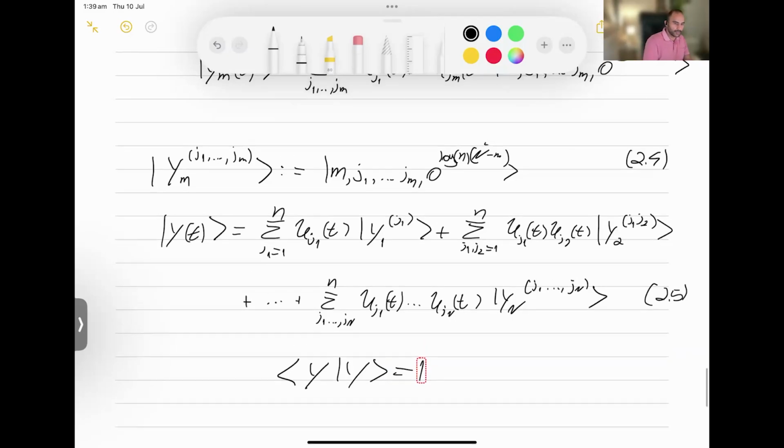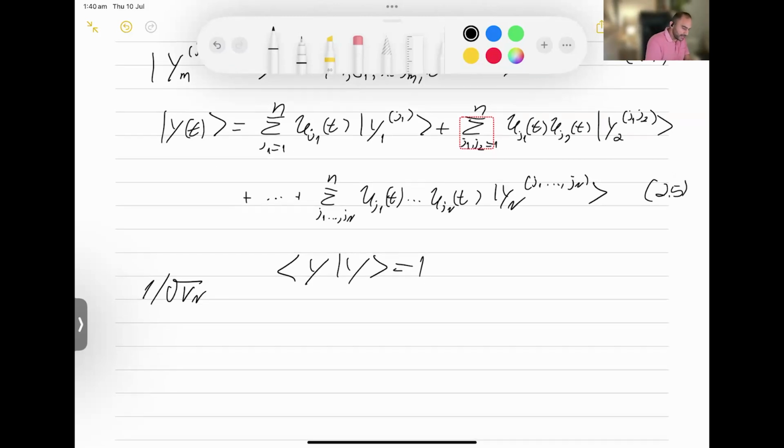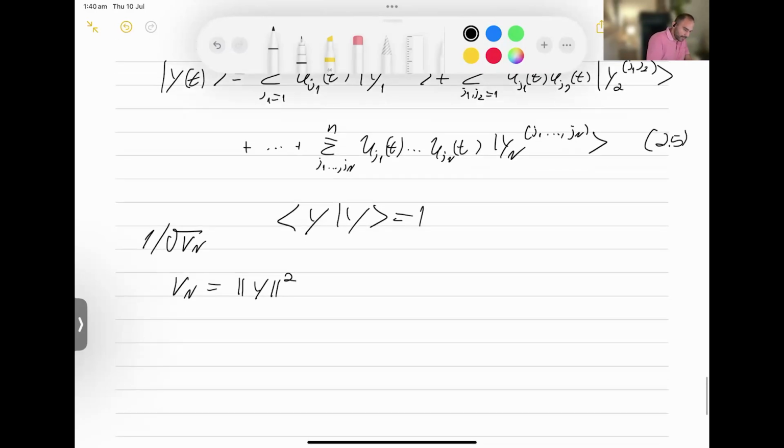And then I can write the normalization: everything is going to be normalized, and I'm going to call the normalization factor 1 over square root of Vn. And what is Vn? Vn is just the norm of the vector that I start with, right? This vector here. So if you compute the norm of this, following the tensor products, like I said, the multiple copies that you have to consider in the solution. That's what I have to deal with.